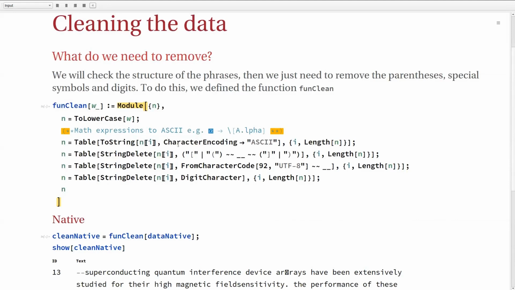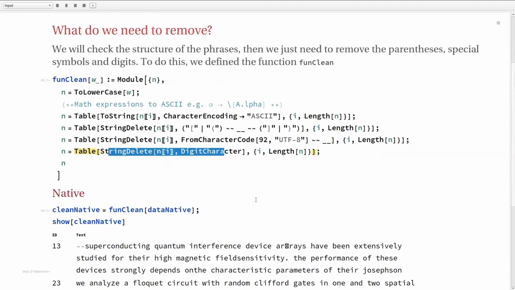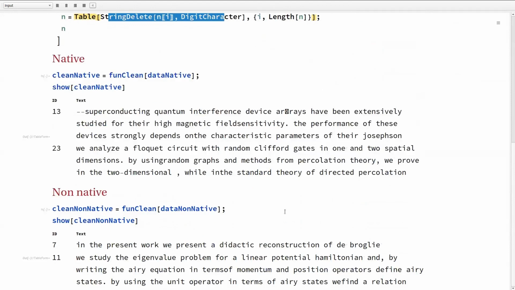So we translate into ASCII codes. Then we delete the parentheses, then the special characters that are not in the UTF-8 format, and then we delete the numbers. After cleaning the data, we got this. This is our final result.